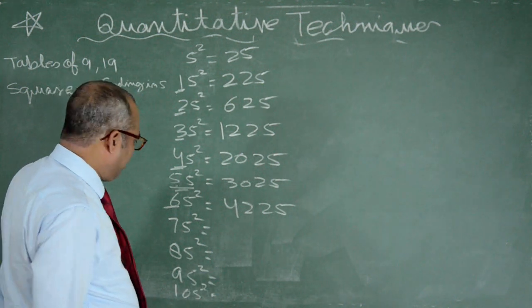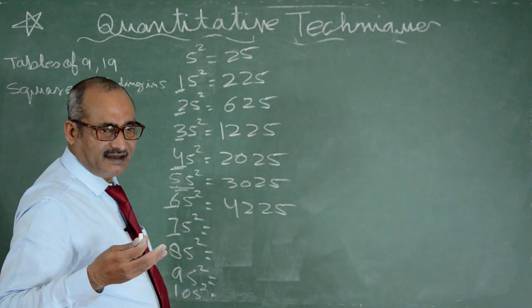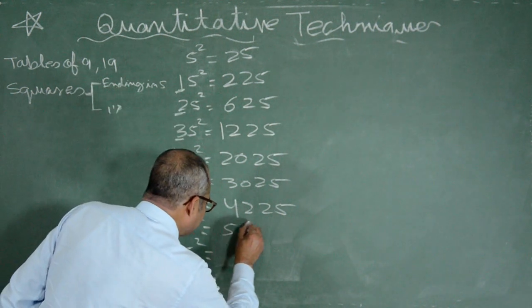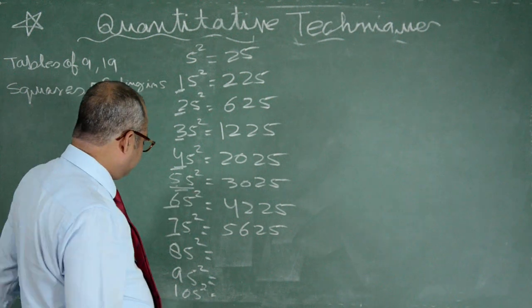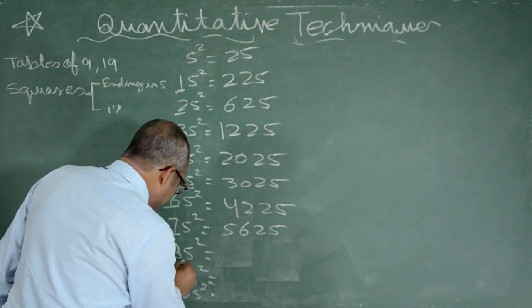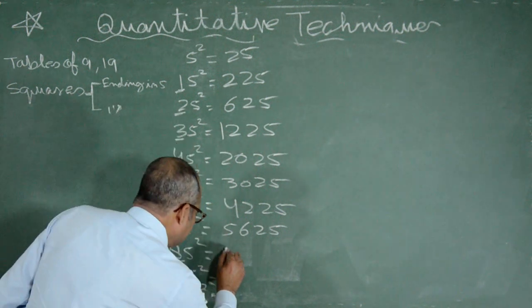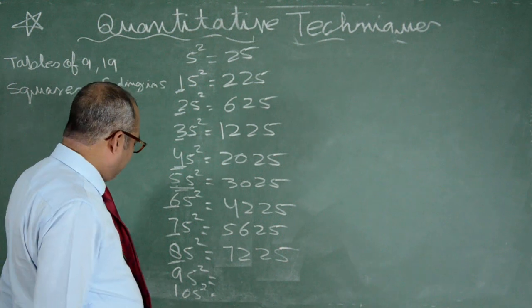Finding the square of 75. Before 5, 7 is there. Successor of 7 is 8. 7 multiplied by 8 is 56. Then write 25. This is square of 75. Then 85. Successor of 8 is 9. 8 multiplied by 9 is 72. Then write 25. Square of 85 is done.